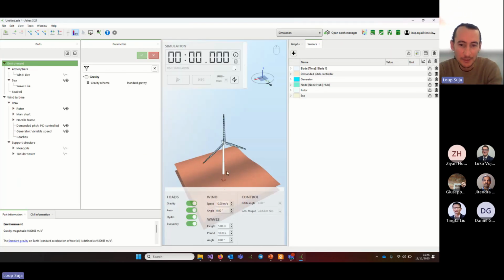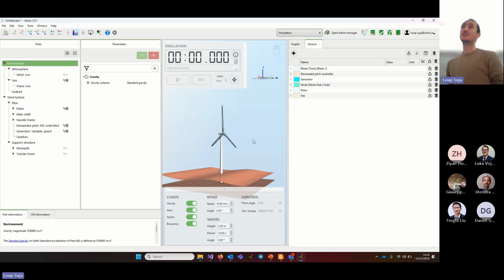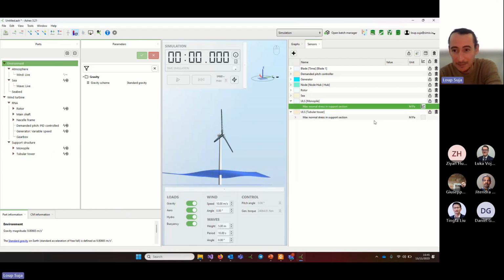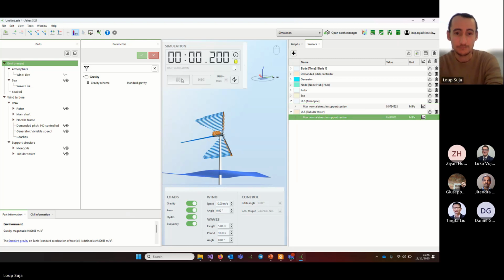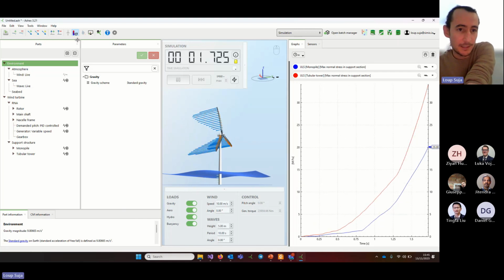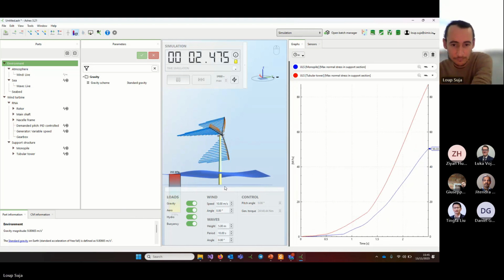So what we saw right now was ultimate limit state. Actually, I could show you. I should show ultimate limit state on an offshore wind turbine, because the results are quite different. So if again we show the stresses here, the maximum stress, I can plot them both in the same graph and show this again.